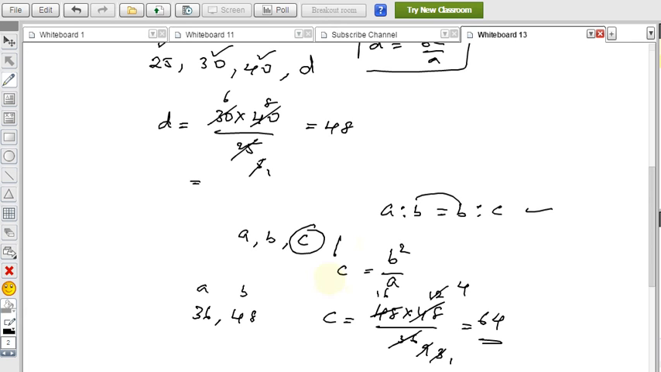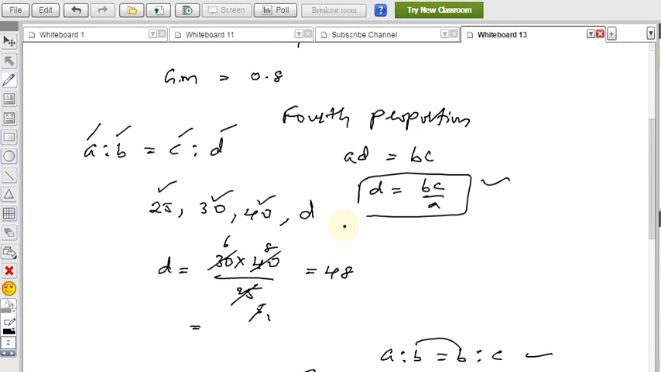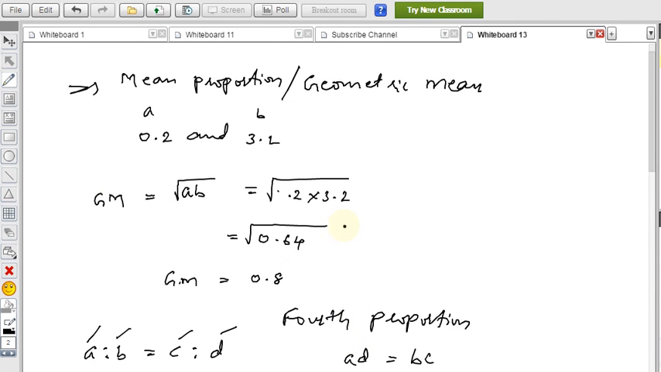So C is equal to B square by A. This is the formula for third proportion. So you can use this formula for third proportion, and D is equal to BC by A, that's for fourth proportion. And geometric mean is square root of AB. So this type of questions will come for proportion types: third, fourth, and the mean proportion type.